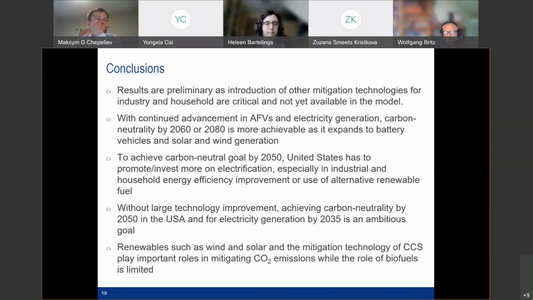Another conclusion is that renewables such as wind and solar and mitigation technologies like CCS play an important role in mitigating CO2 emission, but we also need to develop other technologies like negative emission technologies. So this is not only for the model itself, but also for the United States in the real world.